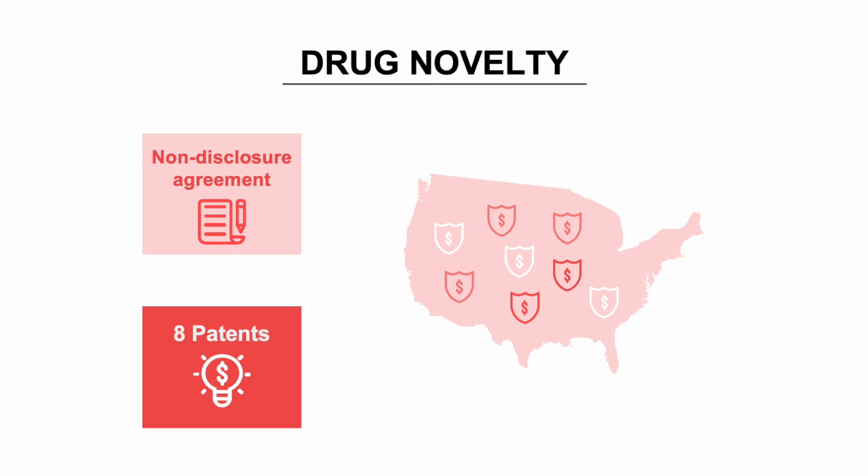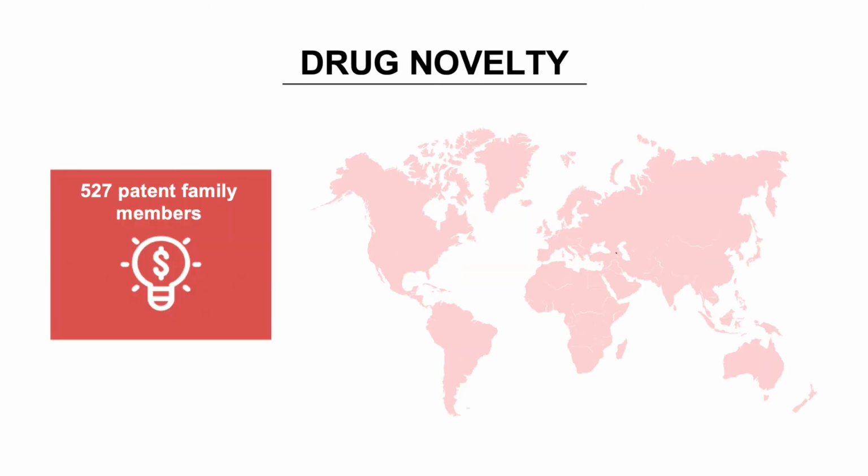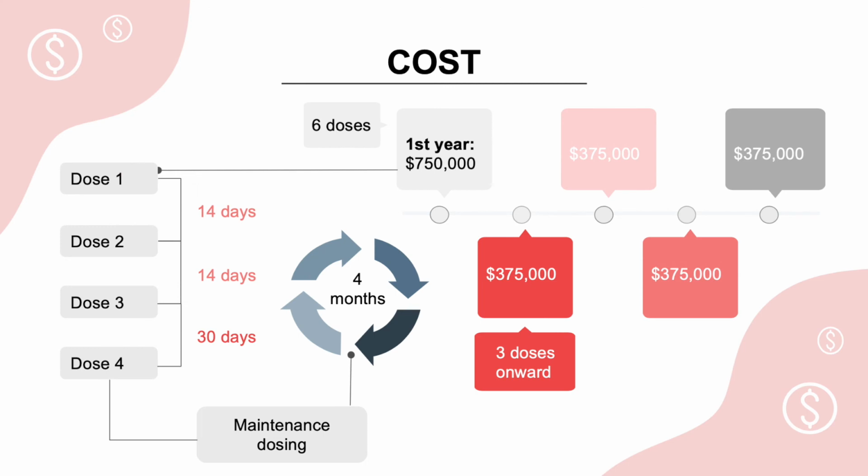Spinraza is currently included in 1 NDA, and there are currently 8 patents in the United States protecting this drug. Spinraza currently has 527 patent family members in 29 different countries. The cost for this medication is $750,000 for the first year of treatment, with subsequent annual treatments dropping to $375,000 per year per treatment. The first year of treatment is significantly more pricey as it requires 6 doses.